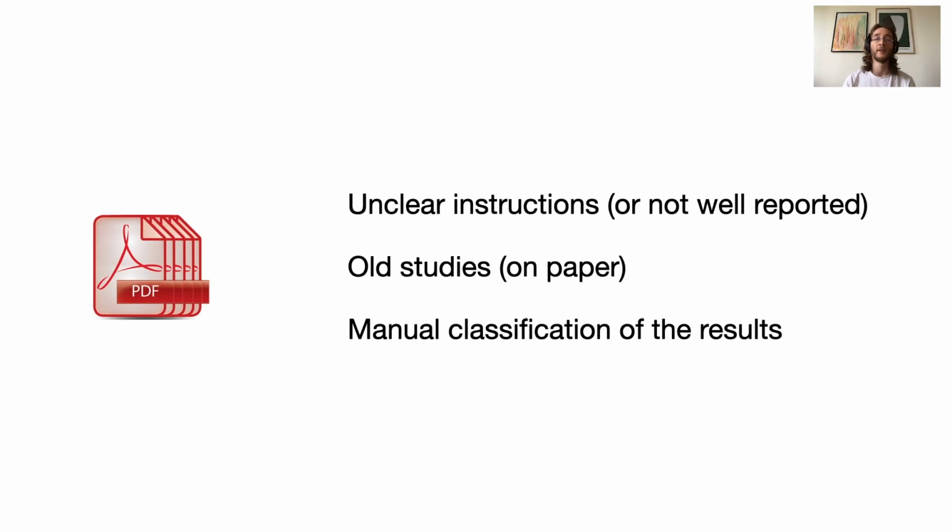The cliff effect has been quite extensively studied, notably to find if confidence intervals could help, for instance, but most studies are old, and ironically enough, they're very hard to replicate because of unclear or not well-reported instructions given to participants, or because of the manual classification of the results, which are very, very hard to reproduce. Most of them are also very old, so old that they were even conducted on pen and paper, imagine.